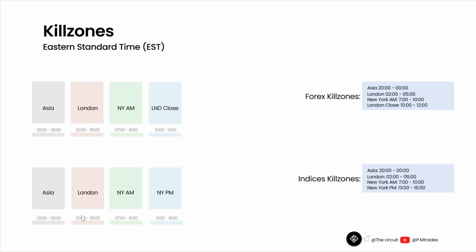For indices, the kill zone for Asia is 20 o'clock to 00 o'clock midnight. For London, it is 2 o'clock till 5 o'clock. For New York AM, it is 7 o'clock till 10 o'clock a.m. And for New York PM, it is 13 o'clock to 16 o'clock p.m. Now let's outline these kill zones on our charts.